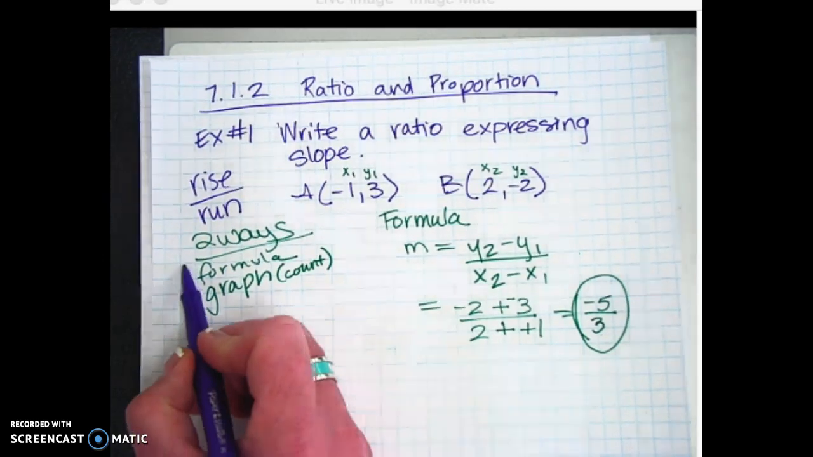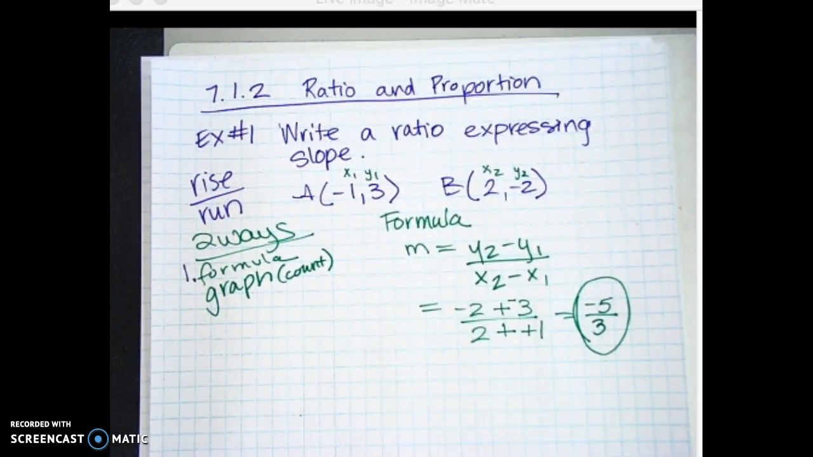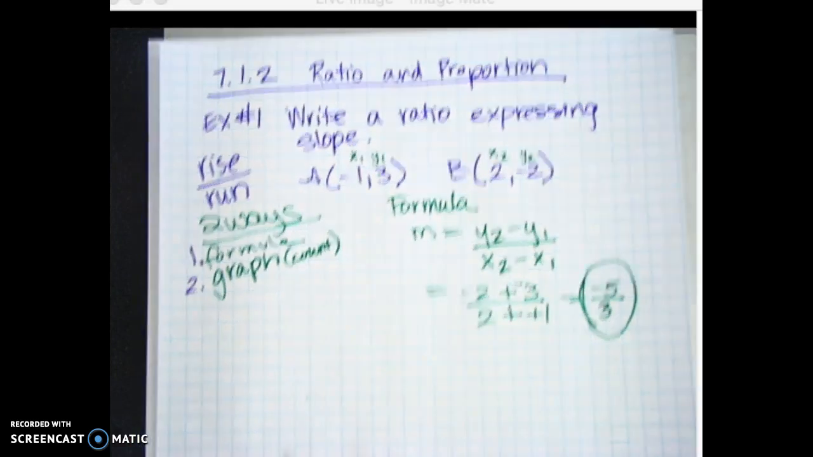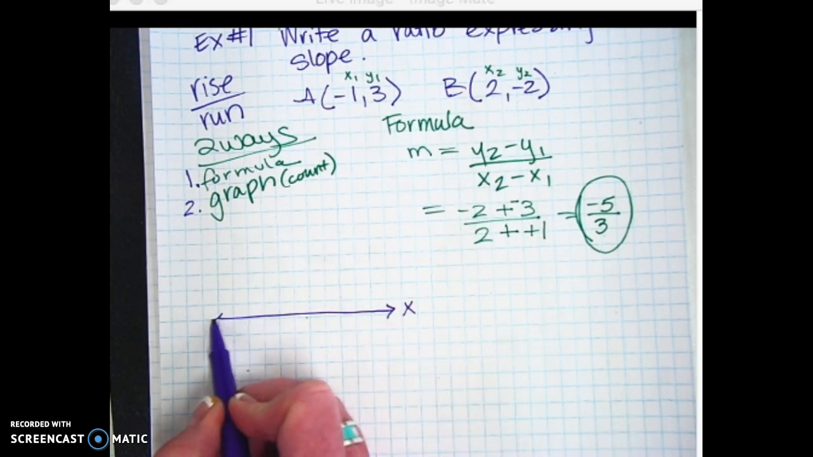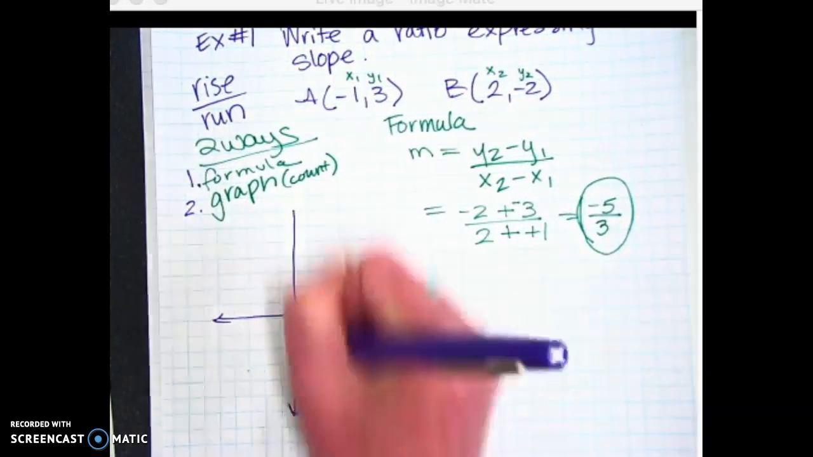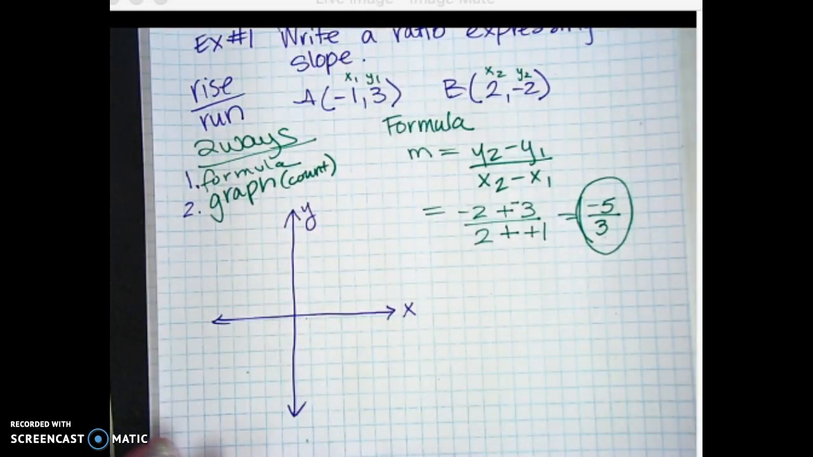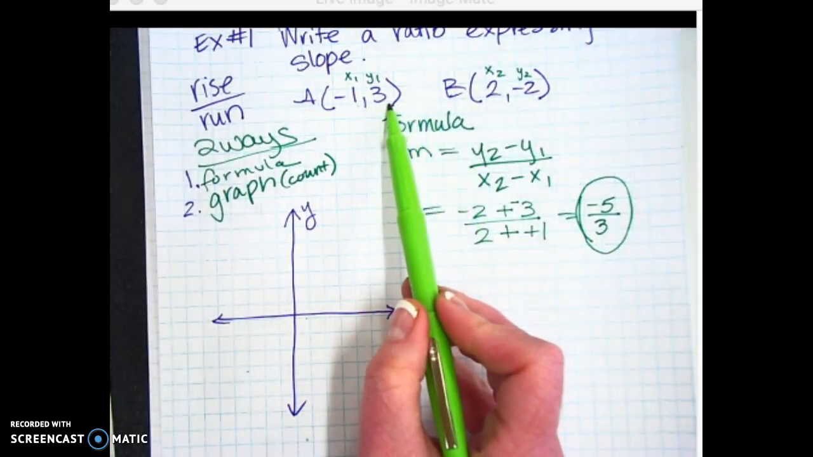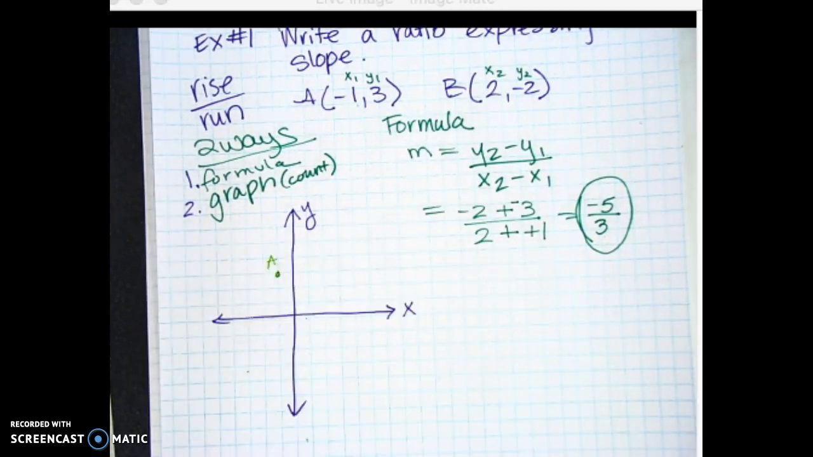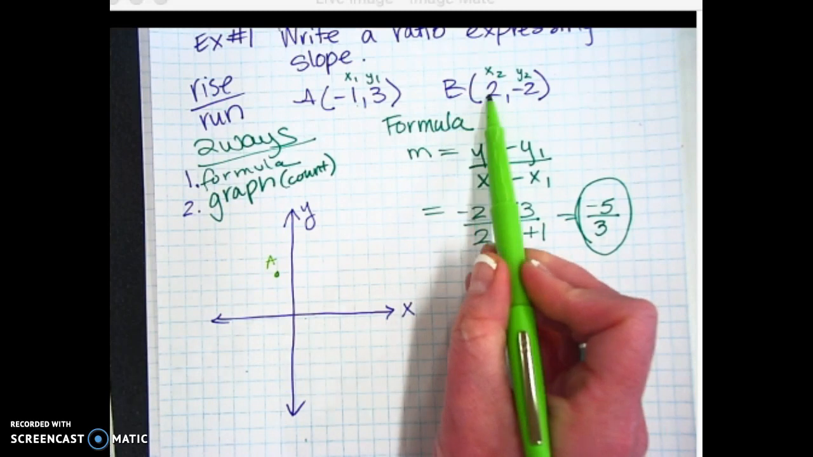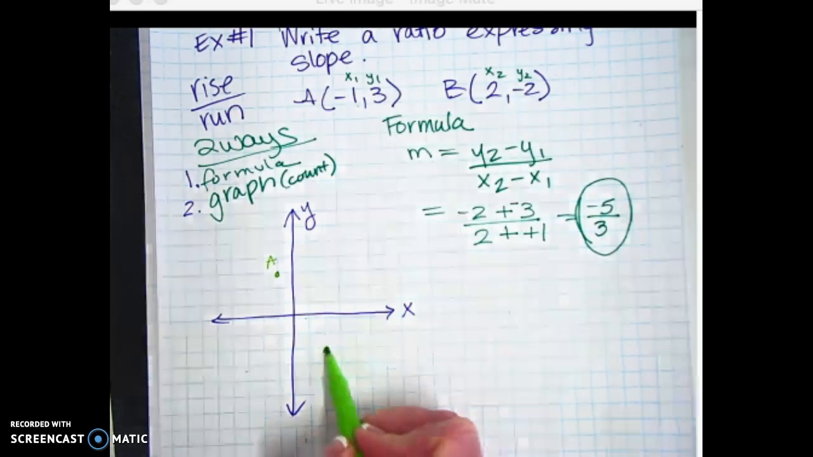All right, that was the first way. We used the formula, we plugged in our 4 numbers, and we got our slope. Second way, we're going to graph it. So I'm going to draw a coordinate plane, and on your paper you can just sketch it. Here's your x-axis. Here's your y-axis. And we're going to graph these 2 points. A is at -1,3. That means you're going to go 1 to the left and up 1, 2, 3, put a point. Label it A. Your second point, B, is at 2,-2. That means you're going to go 2 to the right, down 1, 2, put a point, label it B.